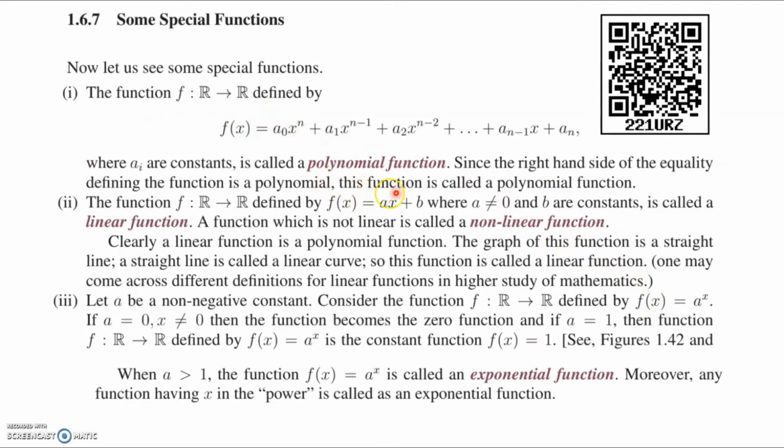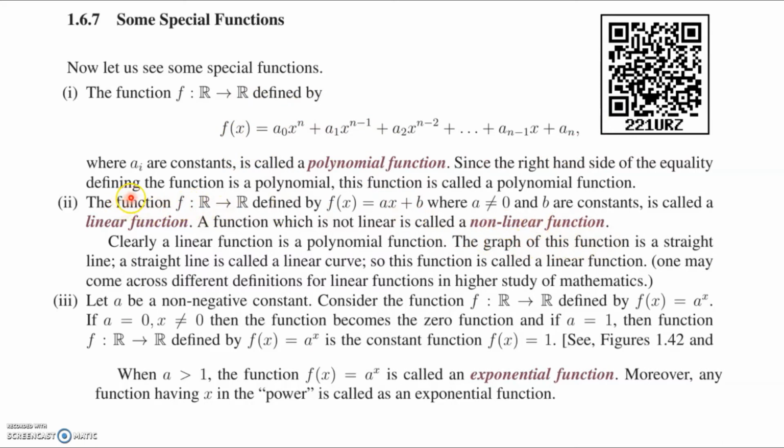A polynomial function is defined by a function where, on the right-hand side, you have a polynomial. You see this: a naught x to the power n plus so on plus an. Now ai, which is a naught, a1, a2 and so on, are constants, and such a function is called a polynomial function. Next, non-linear function and linear function.